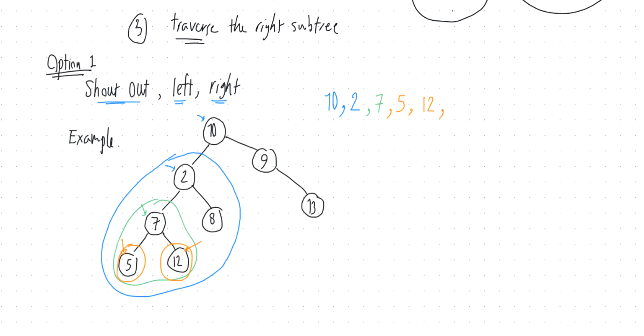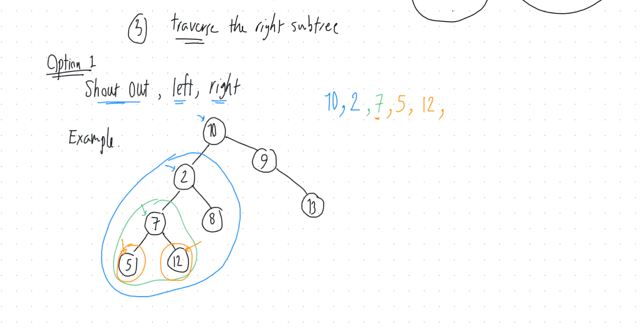And now it gets interesting because how do we get to this 5 and 12? We were at 7. We said, okay, process 7. We did that. Then go to his left subtree. We did that, and we are done. Then go to his right subtree. That's the second recursive call. We are done with that too. So we are completely done with this subtree.